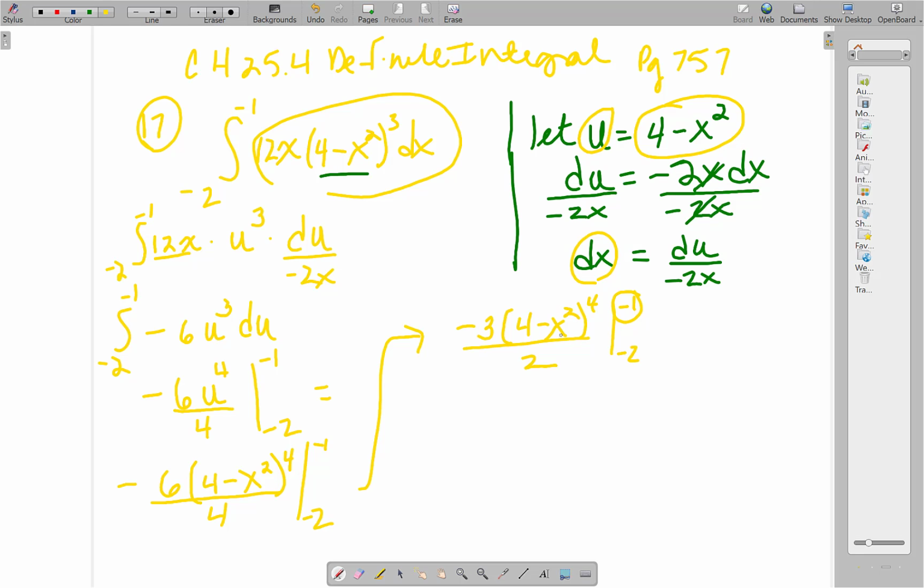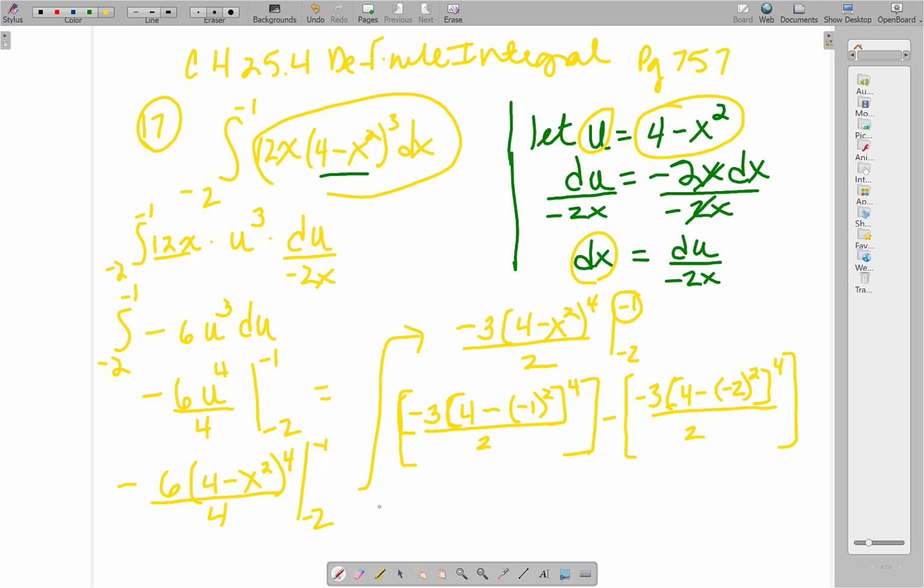So we're going to put a -1 in for this x. We have -3 times (4 minus (-1) squared) to the 4th power all over 2, minus, let's substitute in a -2 now, -3 times (4 minus (-2) squared) to the fourth power all over 2.